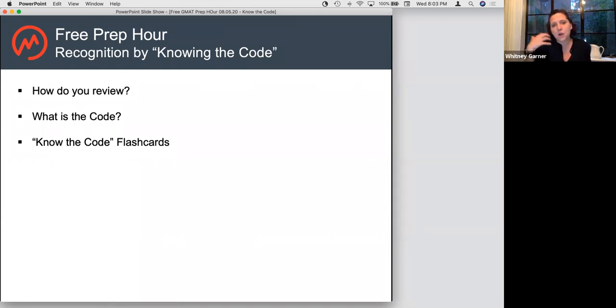But this idea of know the code comes from the idea that the GMAT is not really a test of content. It's not really a test of do you know your exponents, but instead it is a test of creativity. And so can you see what the GMAT is saying when they're not actually saying it to you?